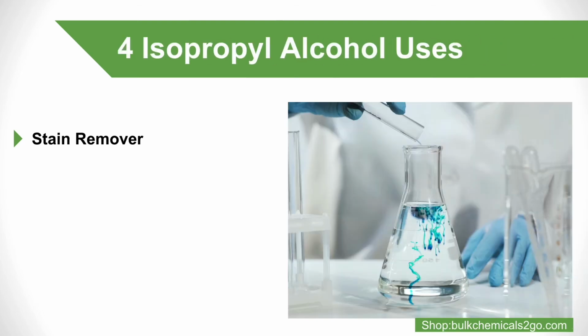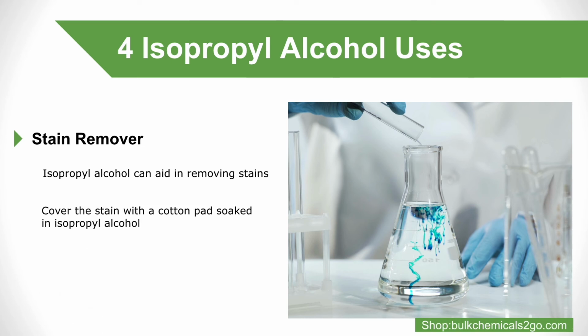Number 4. Stain remover. It's always a nuisance when a pen suddenly begins to leak, leaving a dark stain on your shirt's pocket. Don't toss your shirt in the trash quite yet. Isopropyl alcohol can aid in removing stains. Simply cover the stain with a cotton pad soaked in isopropyl alcohol. You may need to change the cotton several times as it soaks up the ink. This is another great example of one of the lesser known isopropyl alcohol uses.